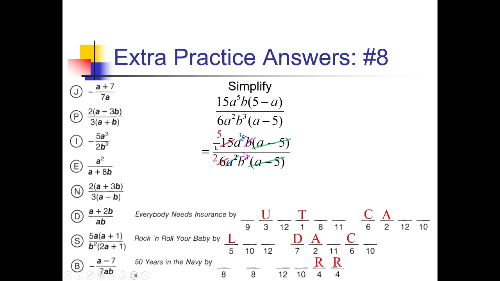First off, this negative is still up there, so that makes the whole fraction negative. And then we have a 5 and an a to the 3rd, and that's it. Downstairs we have a 2 and a b squared. So negative 5a cubed over 2b squared. It's this I right here, and that goes in 8. So we have an 8 right here in the top.